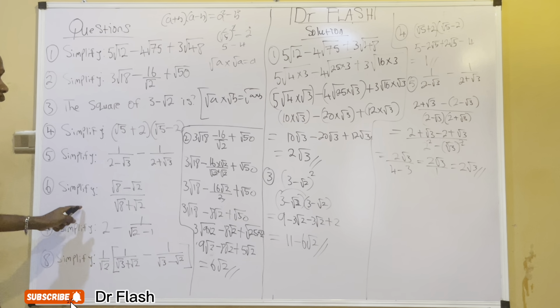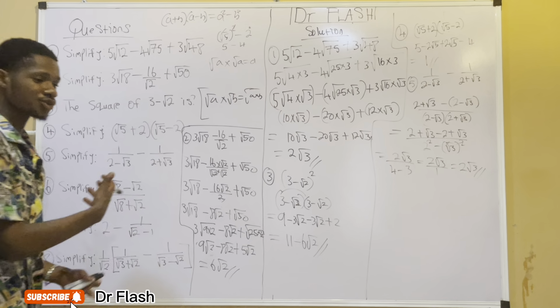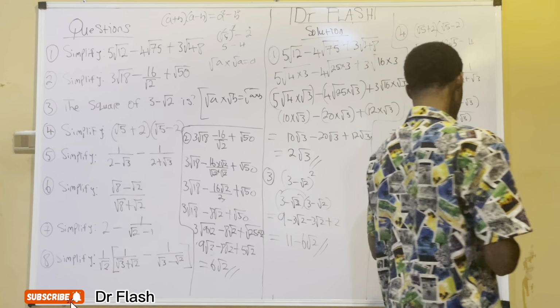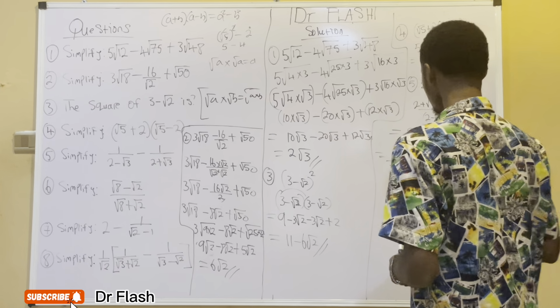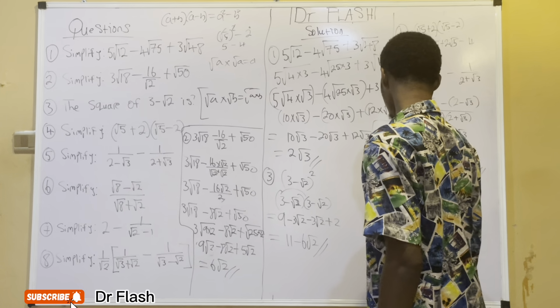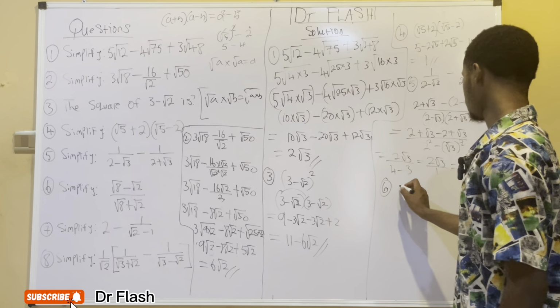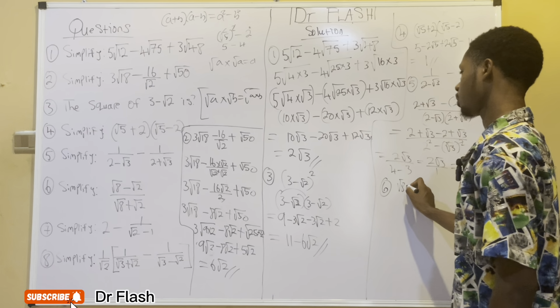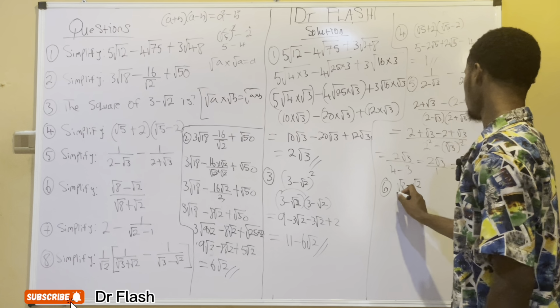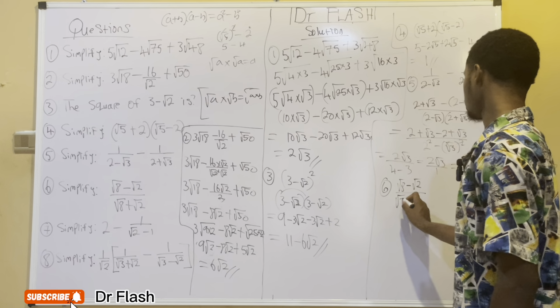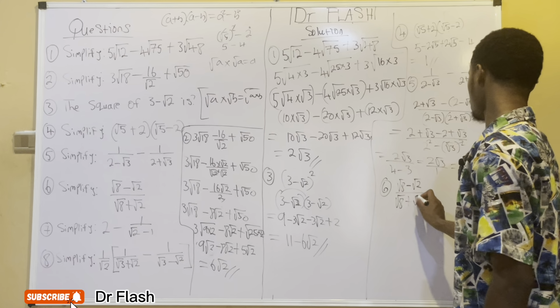Let's go to question 6. Question 6 says simplify 8 minus root 2. You can see it on the board. That is what question 6 wants us to do. So I'm going to come here and write question 6. I don't know if this space will be enough, but I'm still going to start here anyway. It says simplify the square root of 8 minus the square root of 2 divided by the square root of 8 plus the square root of 2.